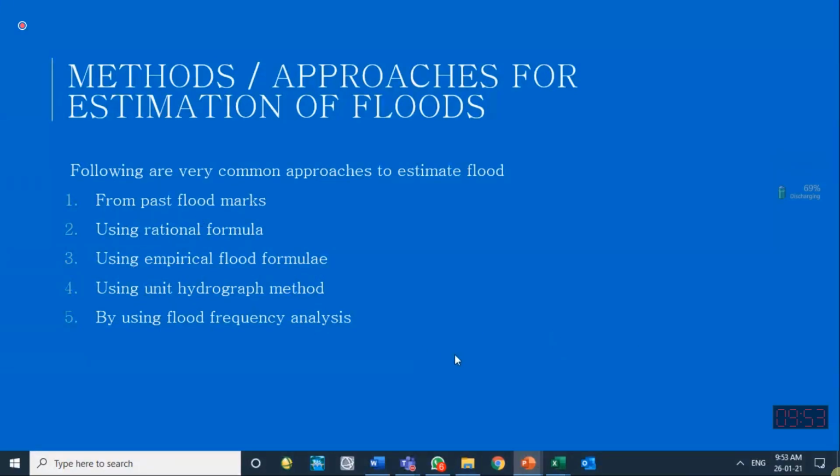And here are some of the methods which can be used for estimation of flood flows or flood values. From the past flood marks, we can see historically how much flooding occurred. The historical data can help us estimate how much future flooding is possible. Sometimes we have the data of flows recorded in a river, and sometimes we don't. If we don't have the flow data, then we go to the region and ask people or see the flood marks. That is called estimating the flood from the past flood marks.